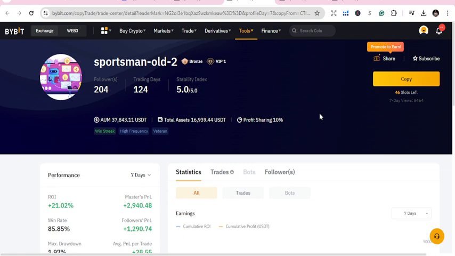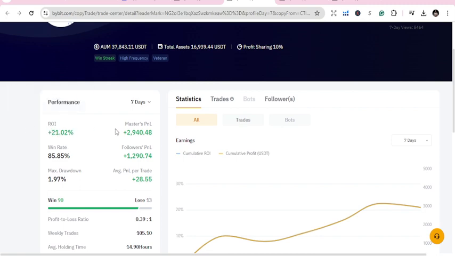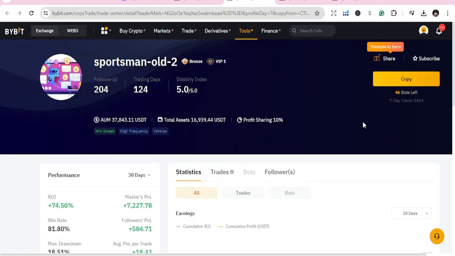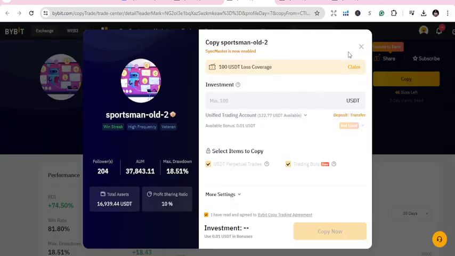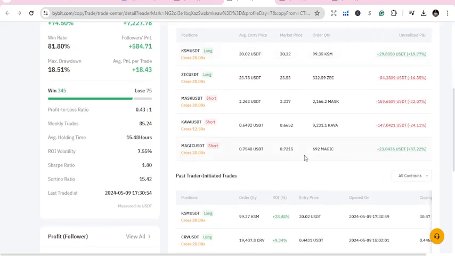He has 124 trading days, 204 followers, return on investment 21%. Let's see 30 days. 30 days is 74.50%. Right. So if you want to copy him, you go to copy. Minimum 100 USDT. Let's see whether he has some trades going on. Okay, he also has some trades going on.